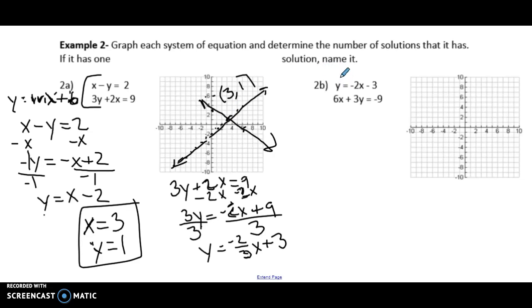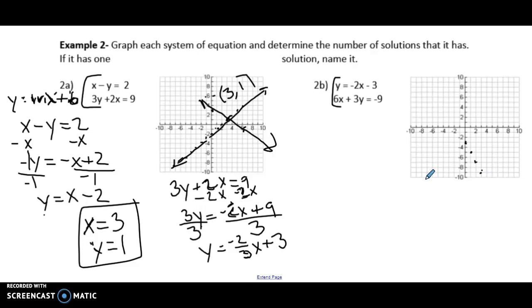So now in 2b, here's my system of equations. I have y equals negative 2x minus 3. That's my first equation. Lucky for us, that one's already in y equals mx plus b form. So I'm going to go ahead and graph that. My y-intercept is negative 3. My slope is negative 2 over 1, so I'm going to go down 2 over 1, down 2 over 1, down 2 over 1, and so on.